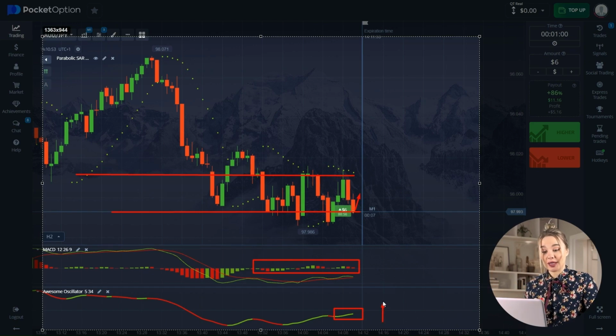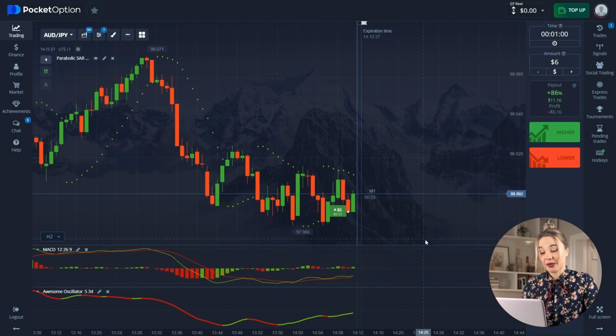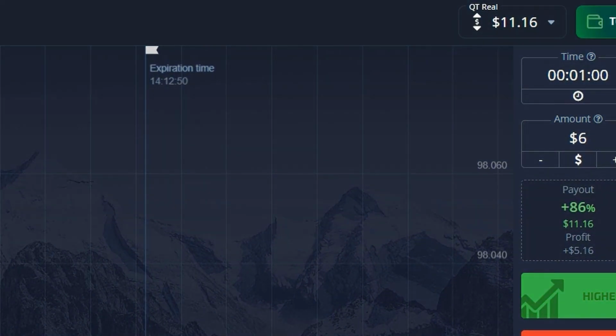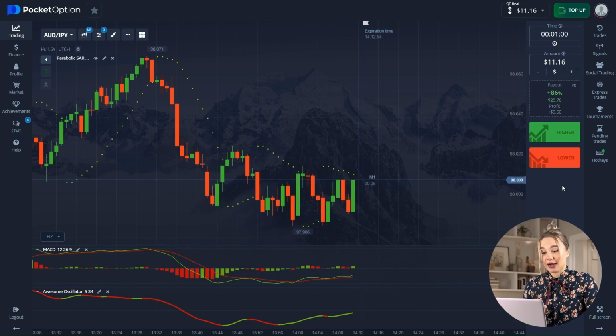Its curve is pointing up and colored green. This is one of the indicators in my trading system today. I did a detailed review in one of my previous videos on this channel, so I highly recommend you watch it. It's a very cool tool. And there is our first result today. The trade closed and we've got our first profit. Off to a good start.